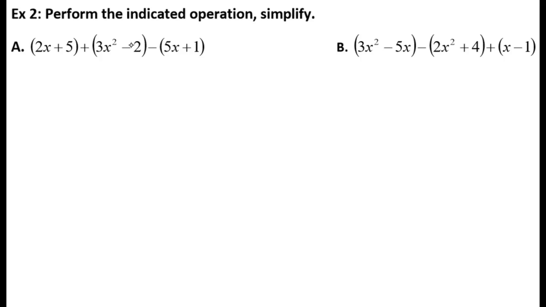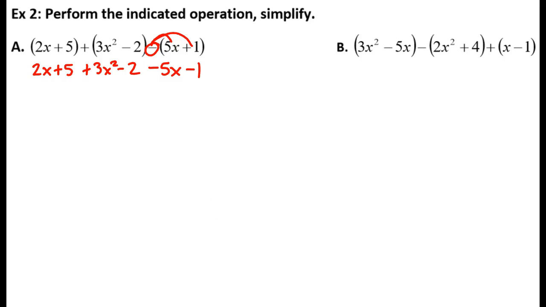So in this first example, I see that this is negative, and I'm going to change the sign in the second set, or the third set of parentheses. So this makes this negative 5x. A negative times a positive is negative 1. Now I'm just going to rewrite what I have in the first 2 sets of parentheses without the parentheses. So that's 2x plus 5 plus 3x squared minus 2.